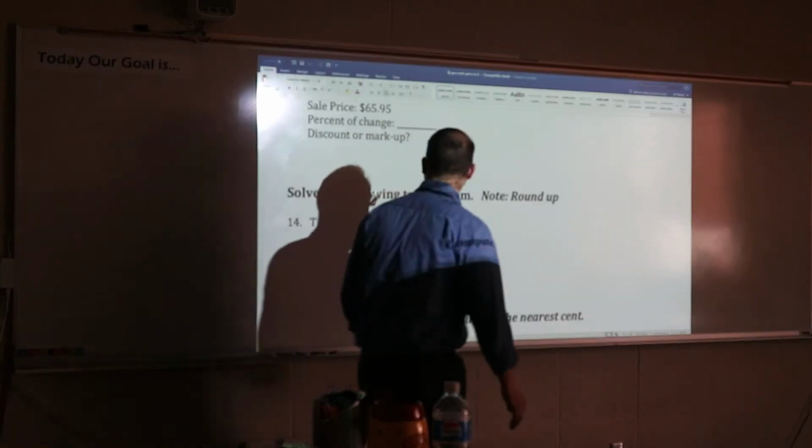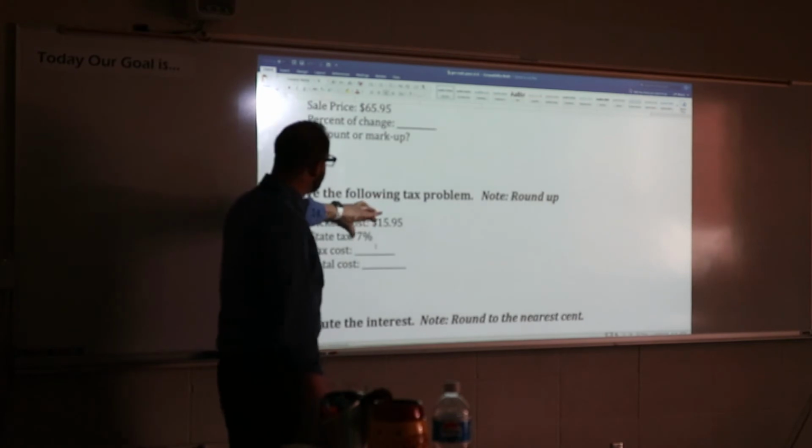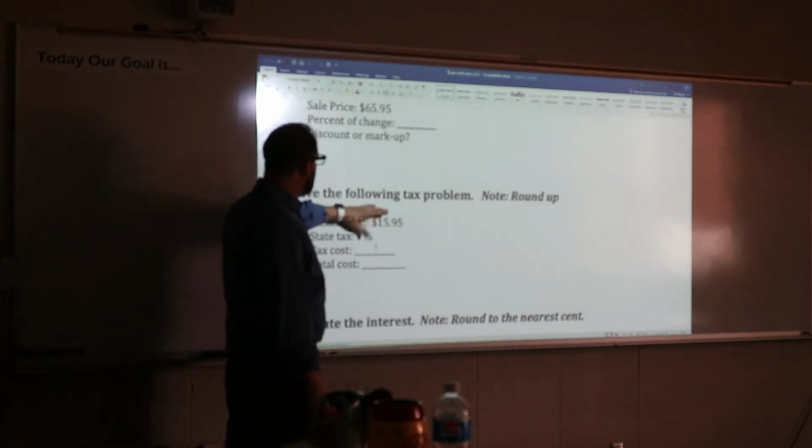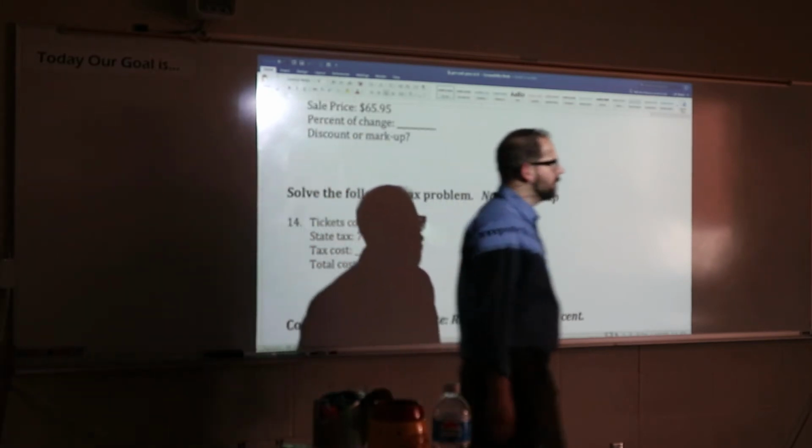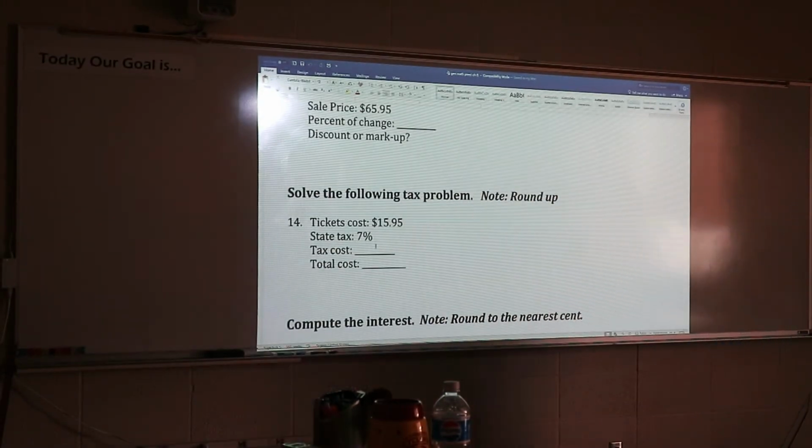I'll leave that one for you. Sales tax: you multiply those together by changing that to a decimal. That's your $1.11, I guess. And then you'd add it back into your total. So is that what you're gonna get? $1.11. Yeah, $1.11. And then add that back into what was the price? What was the price? $15?